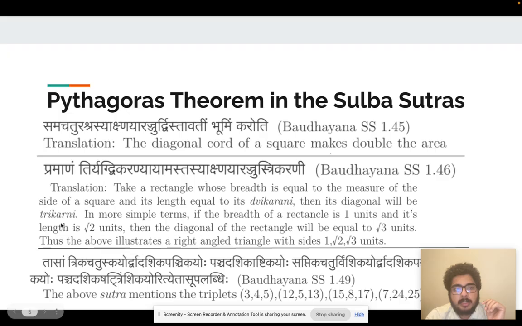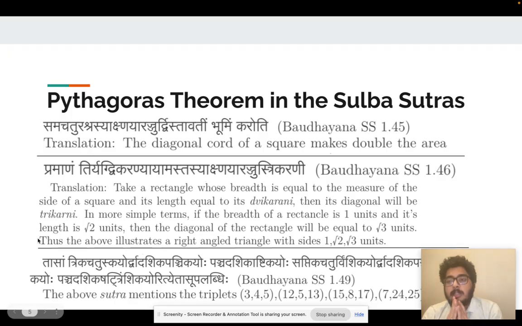Then the diagonal will be Trikarni, that is root 3L. So basically, if this is L, this is root 2L, then by the Pythagoras theorem, this is equal to root 3L. So this is another special illustrated case of the Pythagoras theorem in the Sulba Sutra, and what does it illustrate? It illustrates the Pythagorean triplet of 1, square root 2, and square root 3.